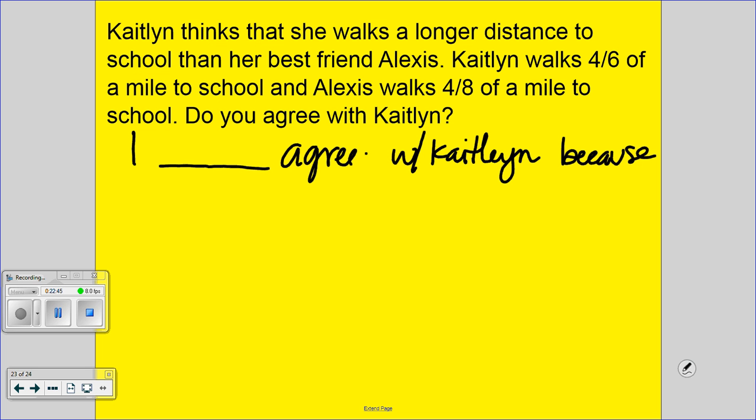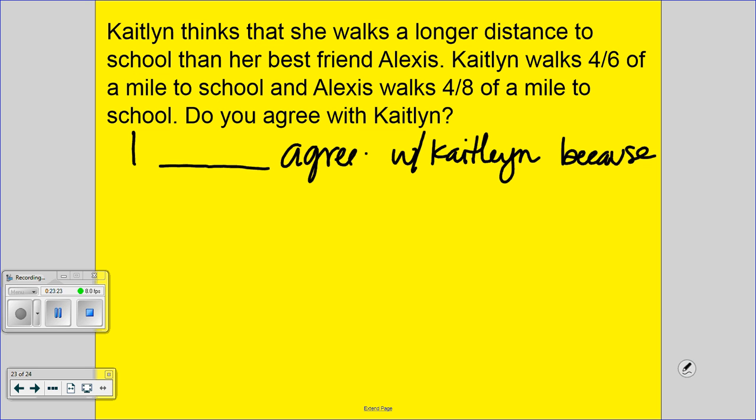Trying to do a model, kind of what we did for the pizza problem. I am trying to compare fractions. I need to know who walks more. Bar models will work. What's another strategy, Gabriella, instead of a bar model? A number line. Pick whatever strategy makes your brain happy.